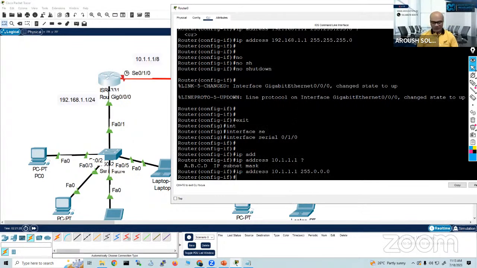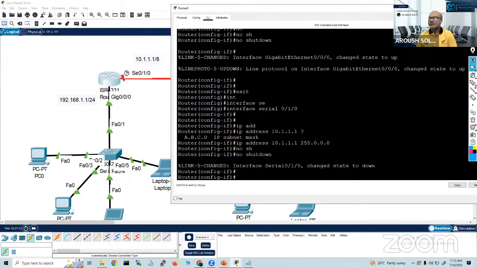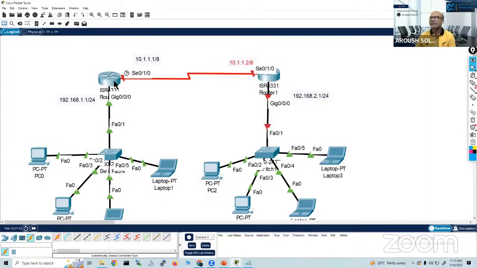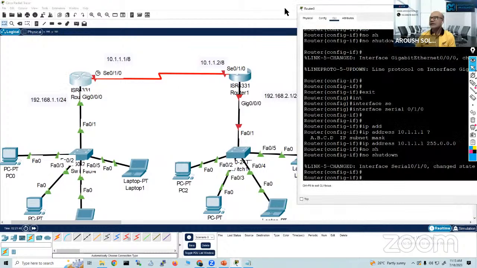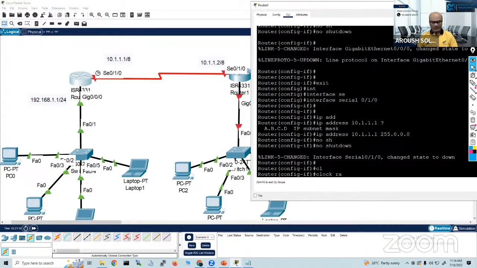Okay, so I'll give no shut. Still it is in down state. You know why? Because I must assign the IP address on the other side also. Then only it will come up. Now we can set the clock rate here.